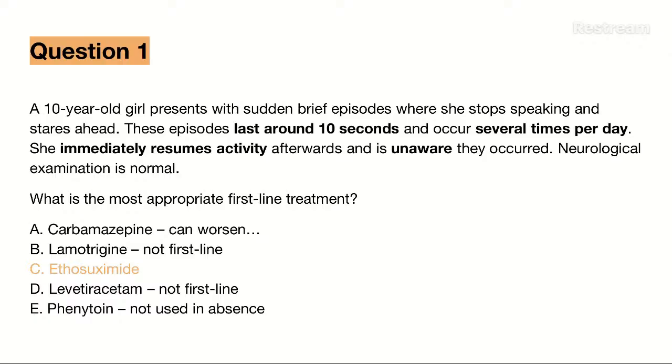So I think that's enough time. The correct answer is ethosuximide, as we saw on the last 2 slides. So the episodes in this question last very briefly, a few seconds. They occur several times daily, and she's got no postictal phase, so she immediately resumes activity and is unaware that they occurred.